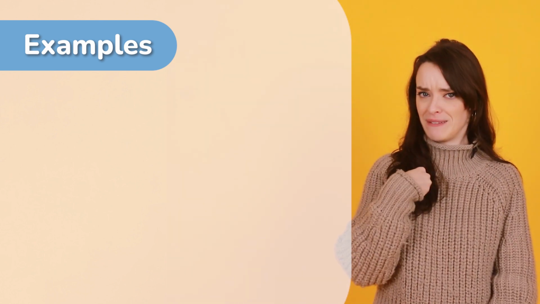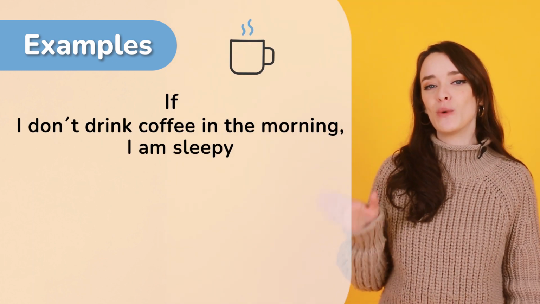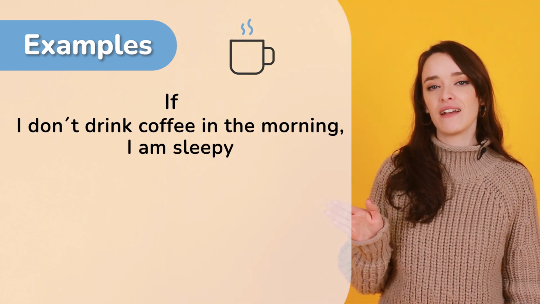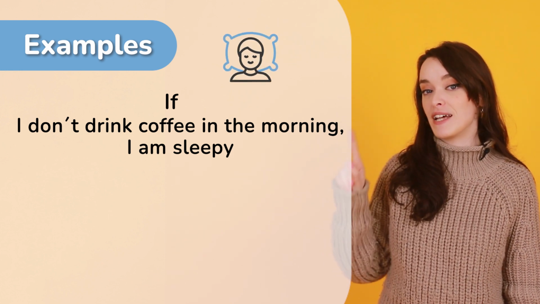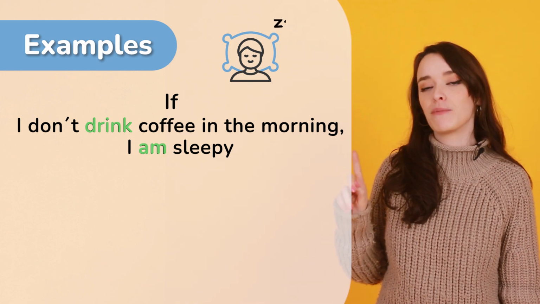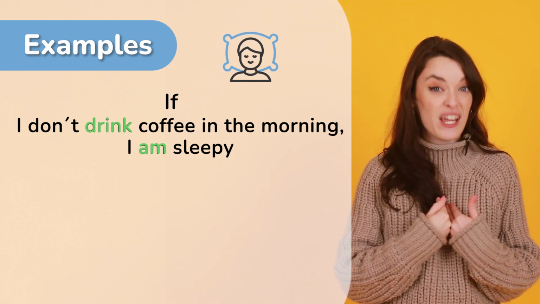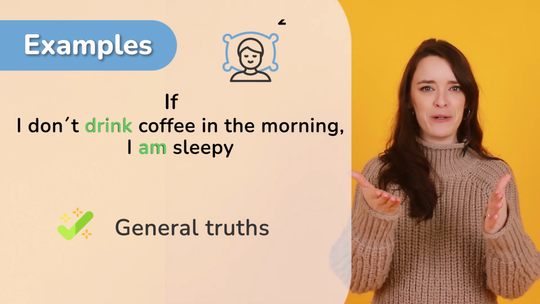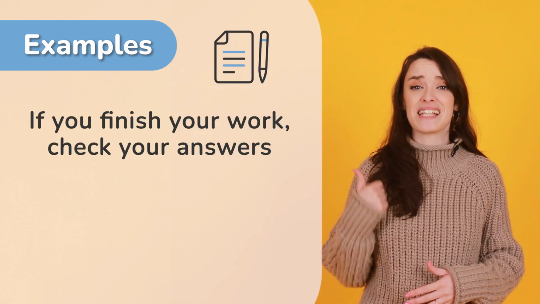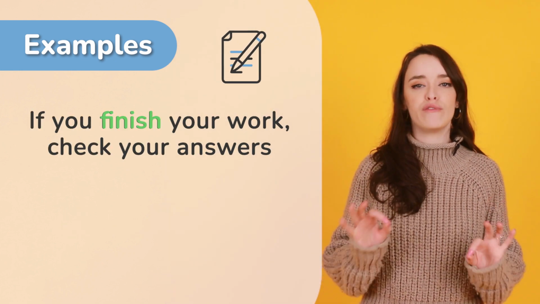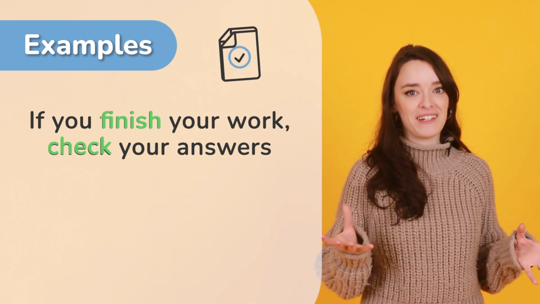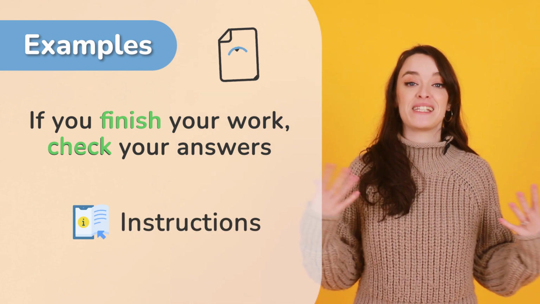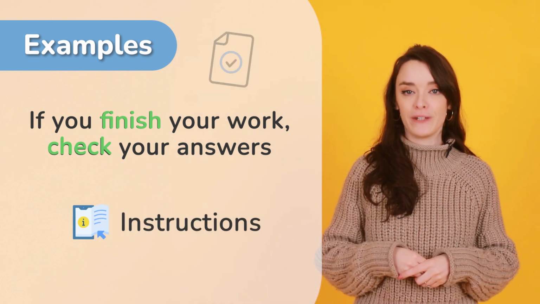Let's look at another example. This one is going to be generally true for me. If I don't drink coffee in the morning, I'm sleepy. So we can see present simple form and present simple form. And it's generally true for me. How about you? How about this example? If you finish your work, check your answers. You might hear this one in a classroom because it's an instruction that your teacher might give you.